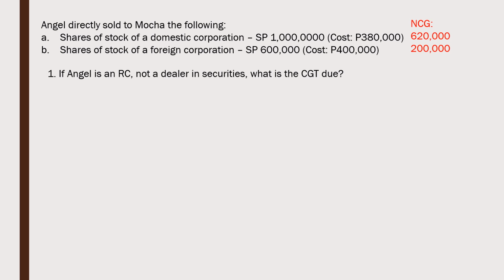The first question is, if Angel is a resident citizen, not a dealer in securities, what is the capital gains tax due? So only A will be subject to CGT because they pertain to domestic shares, while since B pertains to foreign shares, it is subject to regular income tax. The correct answer is 620,000 times 15% or 93,000.